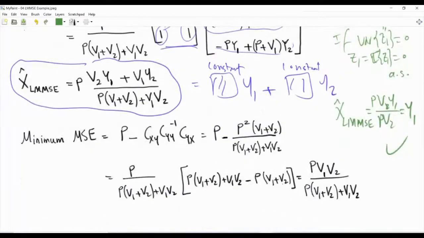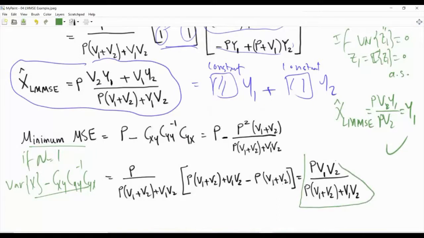The minimum MSE has a formula. Remember the formula for the minimum MSE: if big N is equal to 1, it is variance of X minus C_XY, C_YY inverse, C_YX. In this case, you plug in those terms and do the boring calculations, and you will end up with this. So this is the minimum mean squared error.